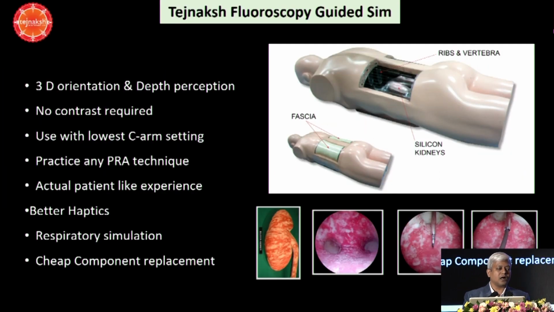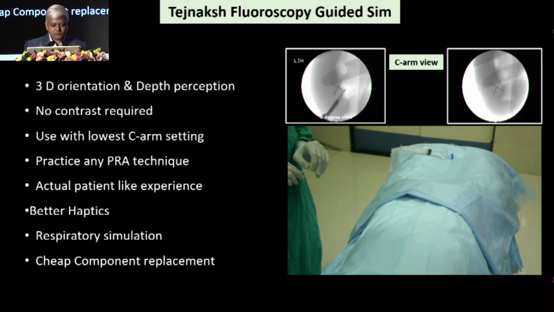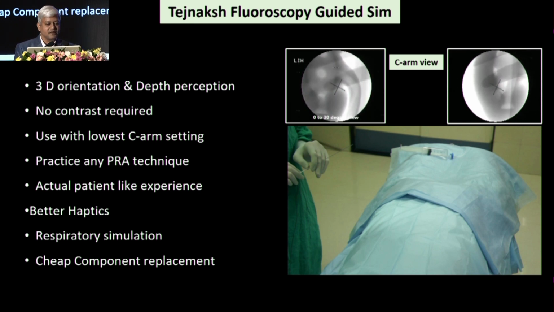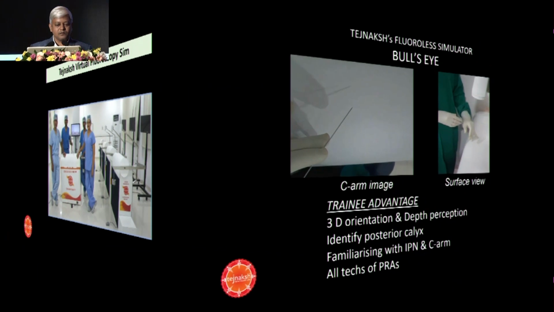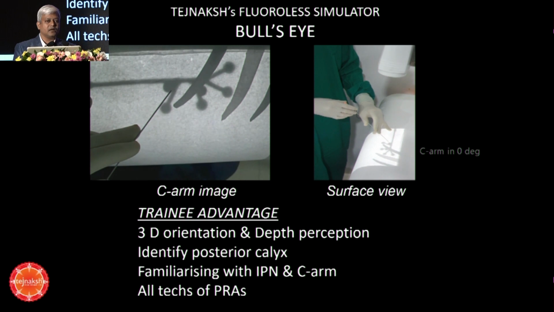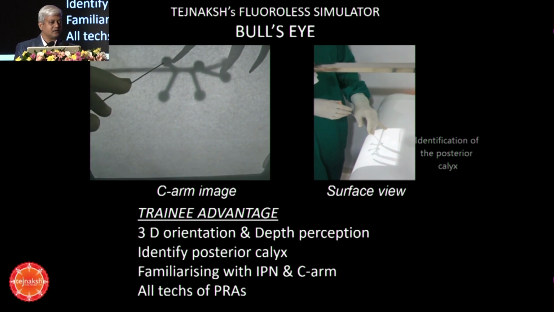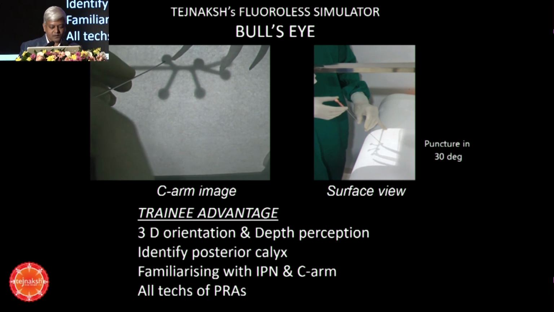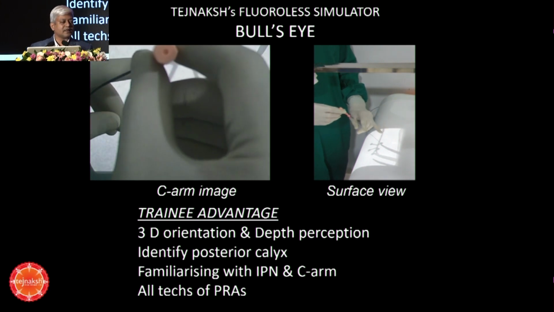So we came up with our own fluoroscopy-guided simulator, which is a mannequin-based model, and it replicates the 3D anatomy under fluoroscopy. The student can practice percutaneous renal access under fluoroscopy guidance. We have developed our own virtual fluoroscopy simulator also, and the student can learn in a radiation-free environment. The images are just like a real patient, and these can be practiced in office space also. The trainees can be taught 3D orientation and depth perception, as well as identification of the posterior calyx, and all techniques of PCNL can be practiced.